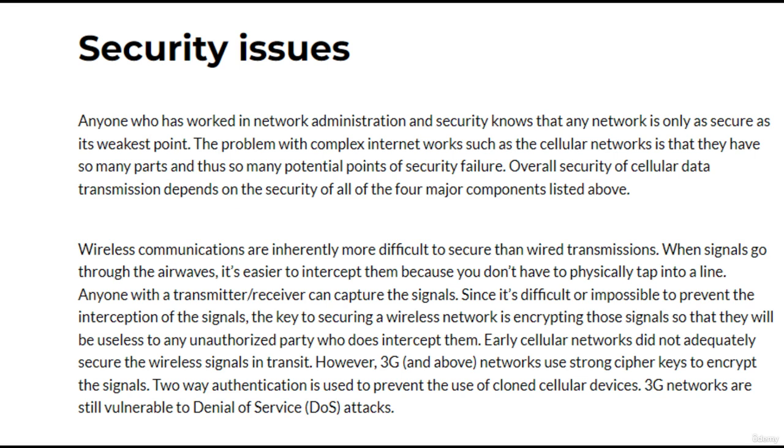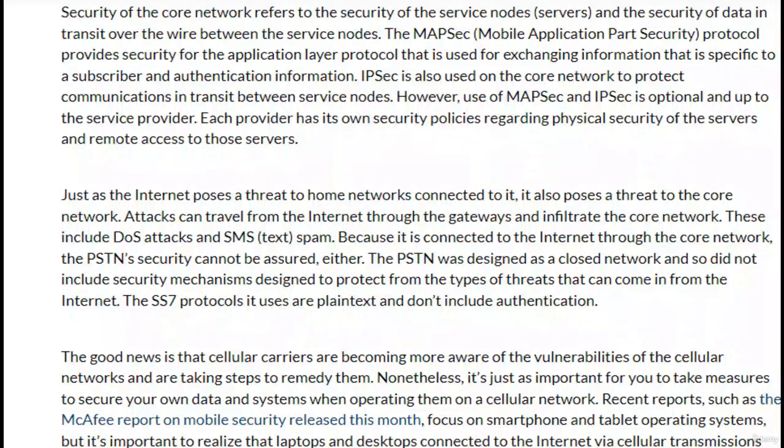Early cellular networks did not adequately secure the wireless signals in transit. However, 3G and above networks use stronger, longer keys to encrypt the signals. Two-way authentication is used there. Security of the core network refers to the security of the service nodes, the servers, and the security of data in transit over the wire between the service nodes.